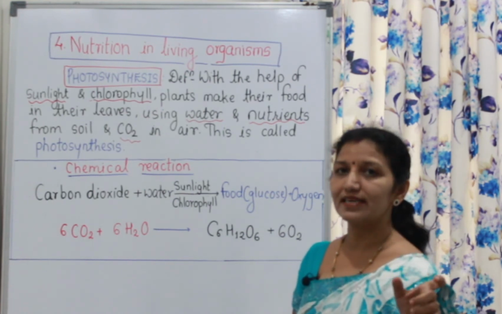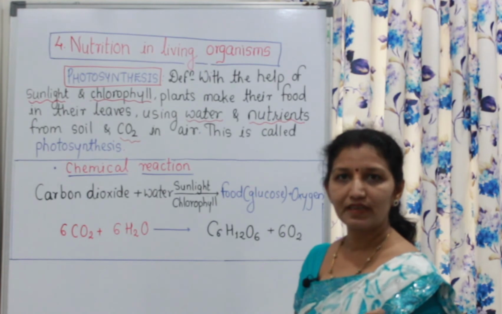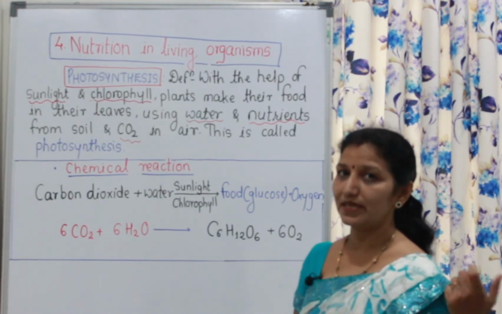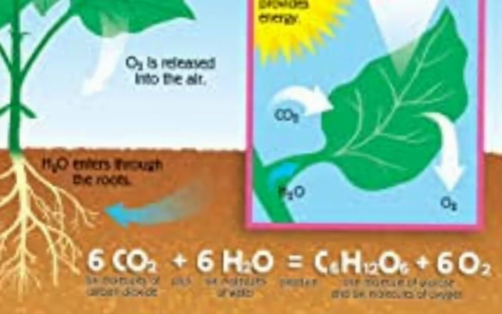This word photosynthesis is made up of two words. Photo is the prefix that stands for light, and synthesis means production of food in presence of sunlight. That's why it is called photosynthesis.